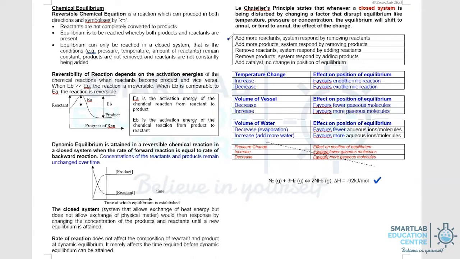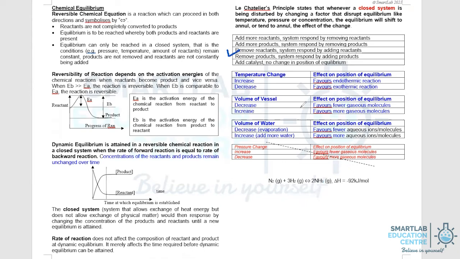So the first change we introduce is to add more reactant. For example, if we were to add more nitrogen, then based on Le Chatelier's principle, or in short LCP, the position of equilibrium will shift forward. If we decide to add more product by putting more ammonia into the reacting vessel, then based on Le Chatelier's principle, the system will remove the product, so the position of equilibrium would shift left. In the exam, you can mention it's either shift left or shift backward.